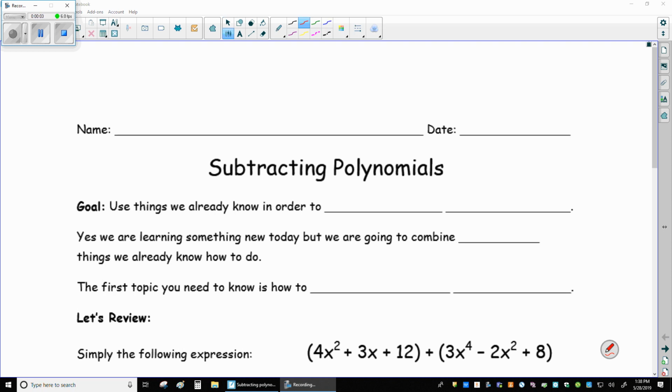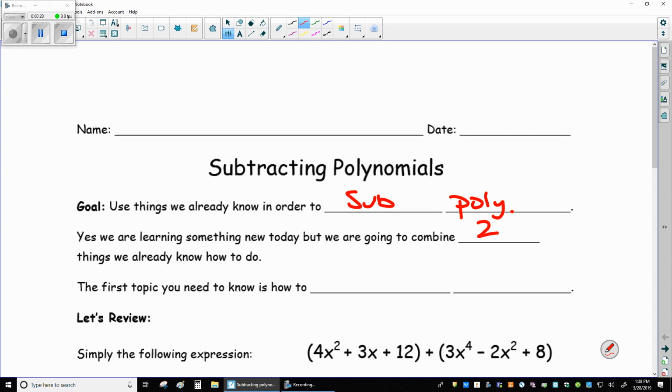Alright guys, here are my notes on subtracting polynomials. Our goal is going to be to use some things we already know how to do in order to, obviously, subtract polynomials. Yes, we're learning something new today, but we're really just going to combine two things we already know how to do.